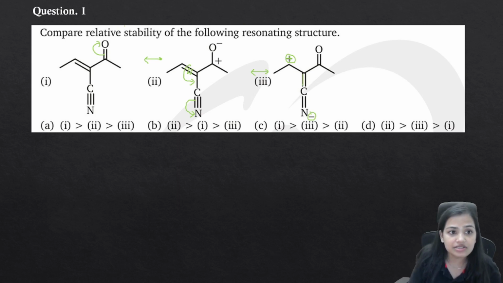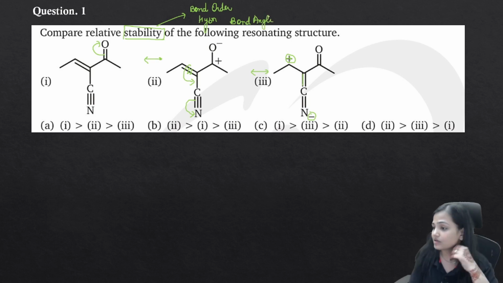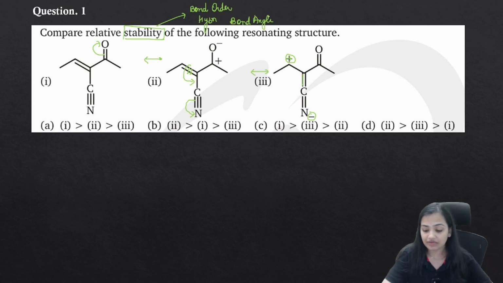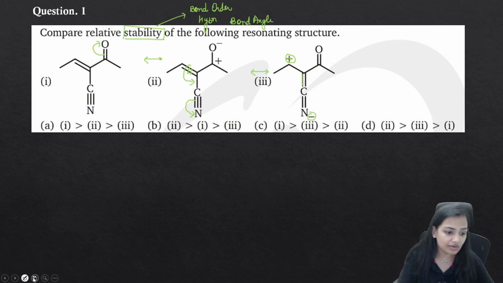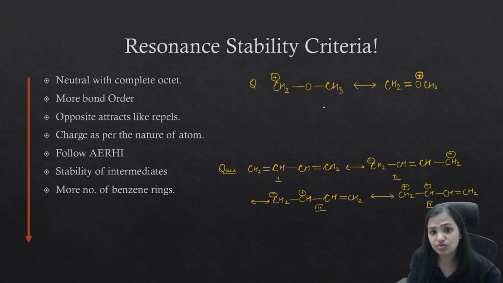Whichever structure is more stable can give us the answers to many such questions, like what would be the bond order in the molecule, what would be the hybridization, what would be the bond angle. All such questions related to bond angle, bond order or hybridization can only be answered from the most stable structure. So this is an important topic that we come across. Now let's see how we can find the resonance stability criteria. What is the criteria to find the most stable structure?